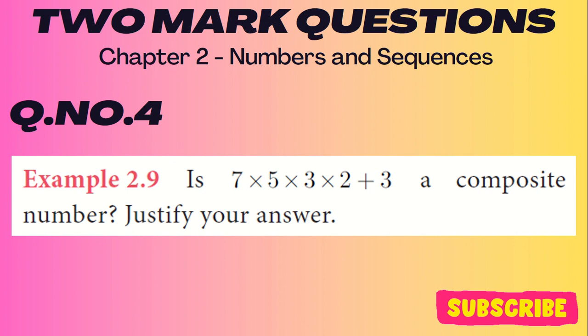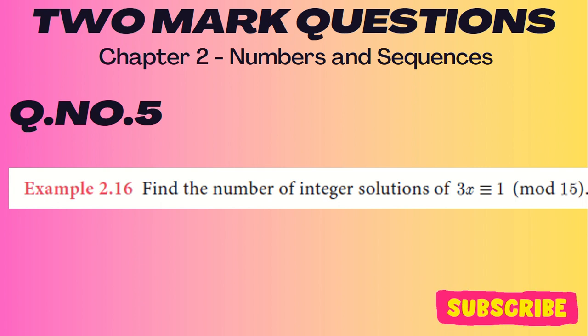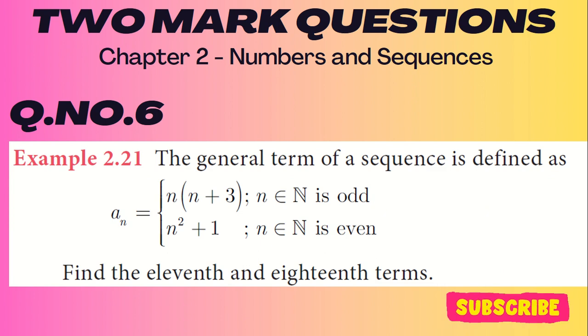Question number 4, example 2.9. This is very important. Is 7 × 5 × 3 × 2 + 3 a composite number? Justify your answer. Next question, question number 5, example 2.16: find the number of integer solutions of 3x ≡ 1 (mod 15).